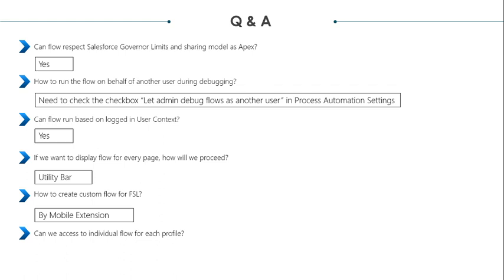Can we give access to an individual flow for each profile? Yes, we can give access to an individual flow for each profile. However, you have to remember the checkbox Override default behavior and restrict access to enabled profiles or permission sets. That checkbox you have to check on the edit access page of the individual flow. That's it. So we have covered all the basic things of the flow.